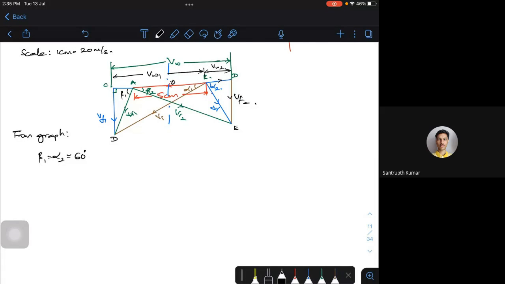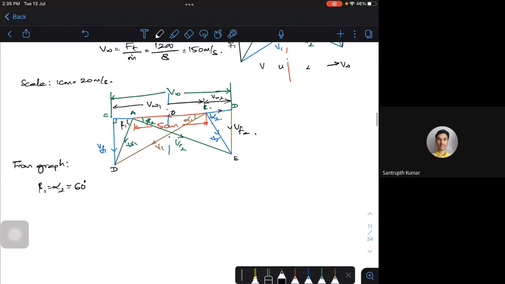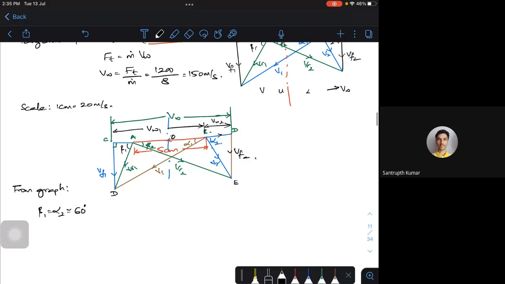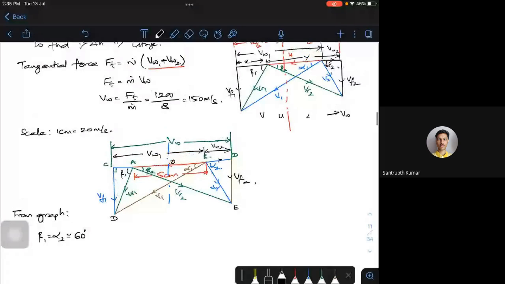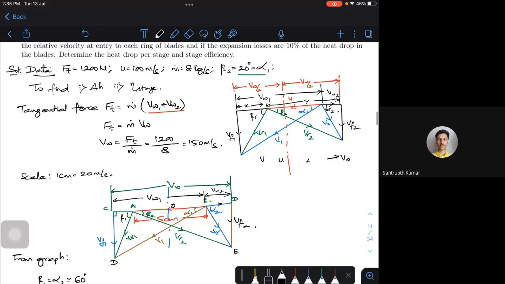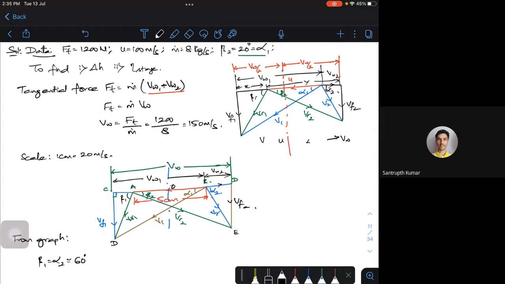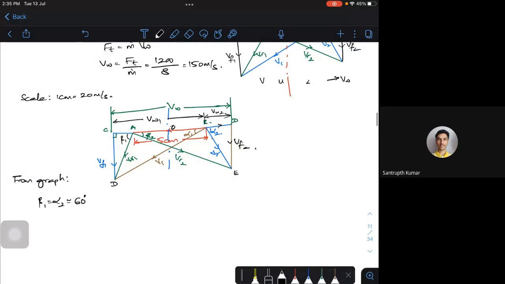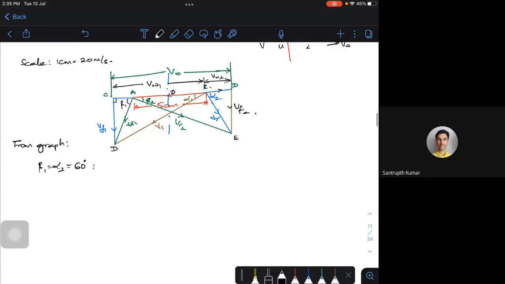So comparing V1 with respect to VF1 and VW1, it should be comparatively less than the total delta VW. So let me assume around 120 or 130. You have to verify this from your graph. Let me take it as some 130 meters per second.